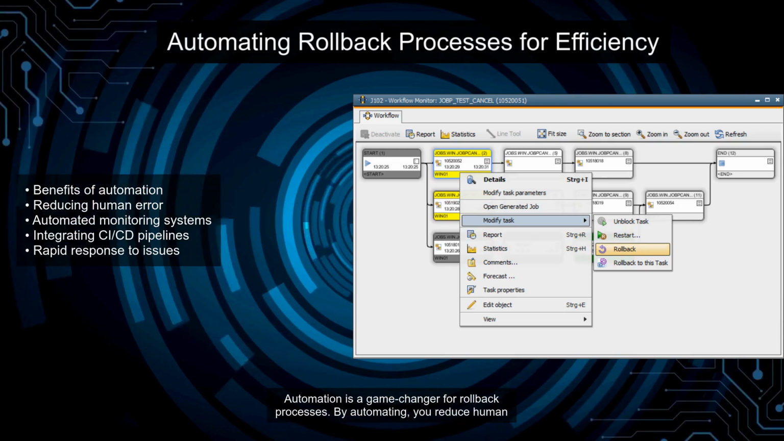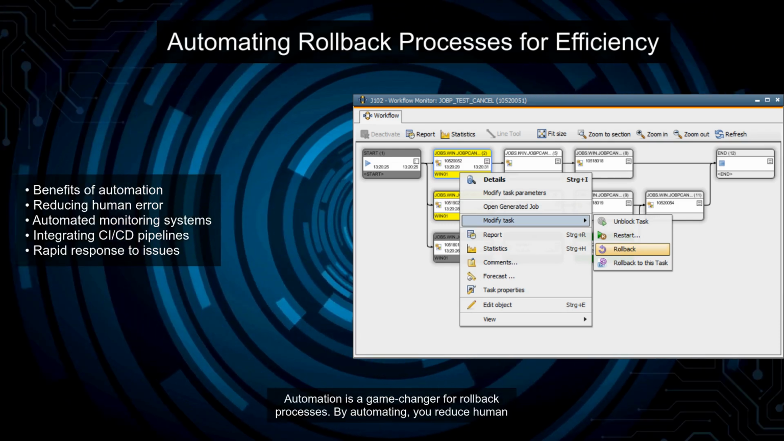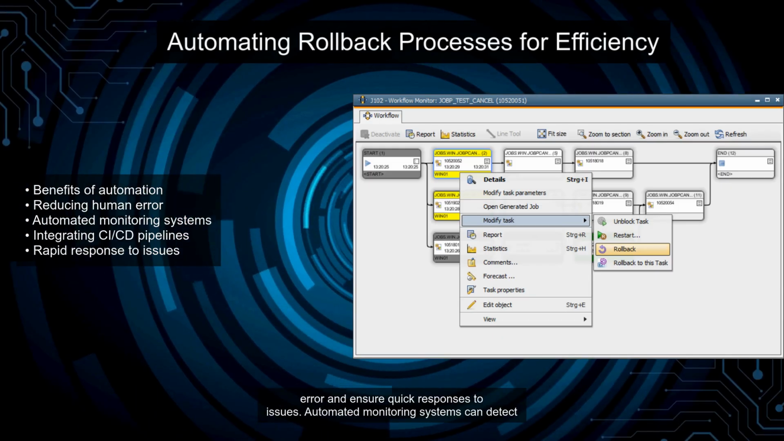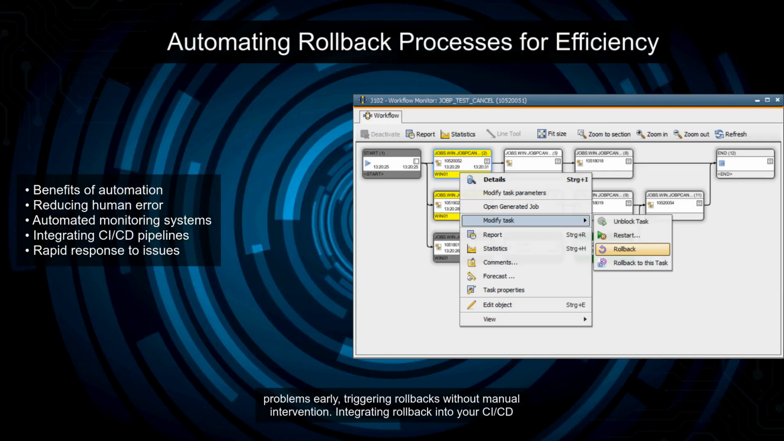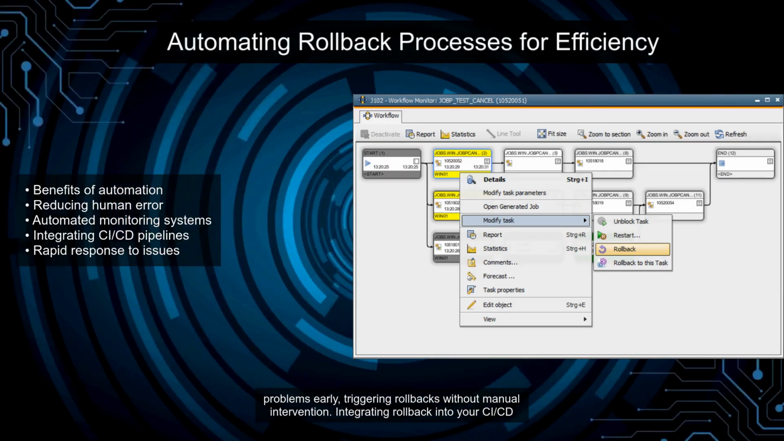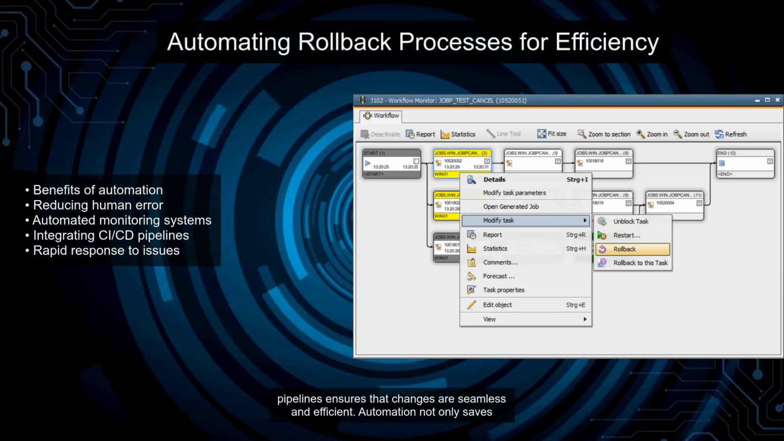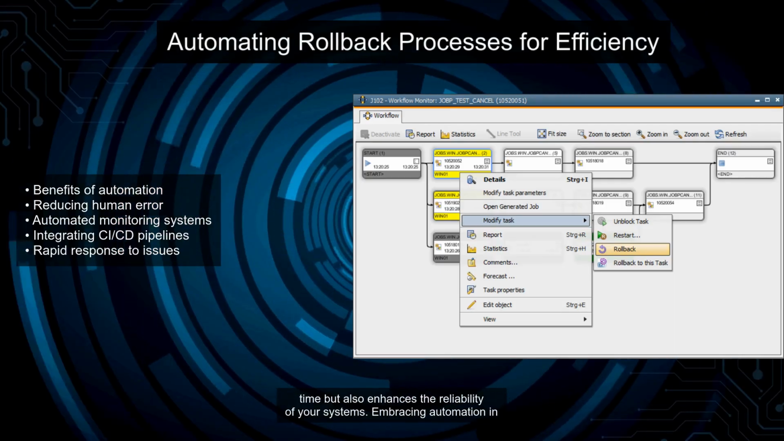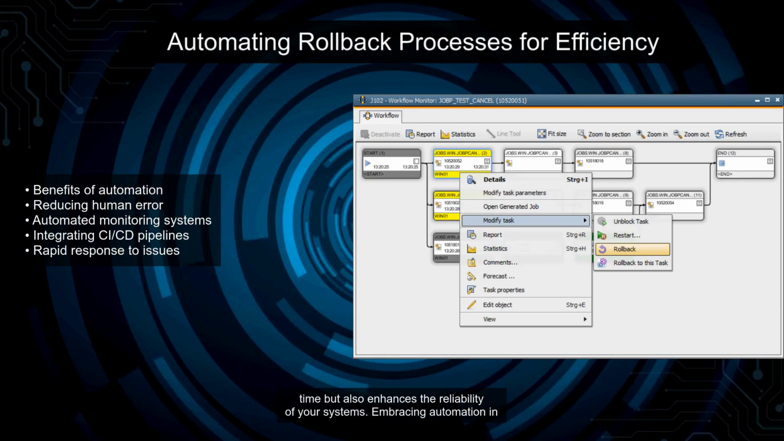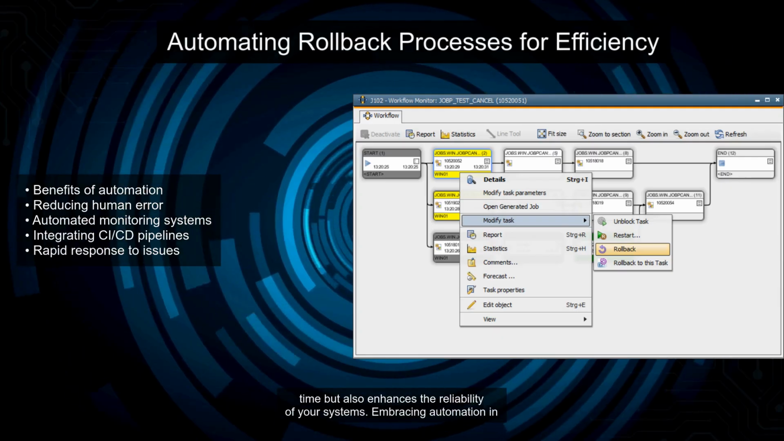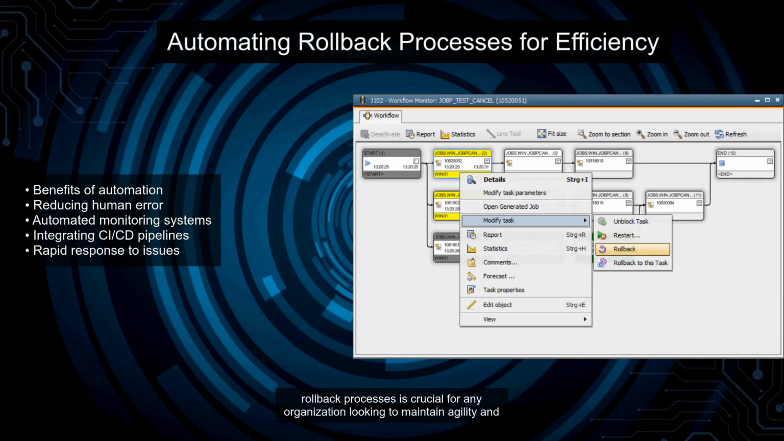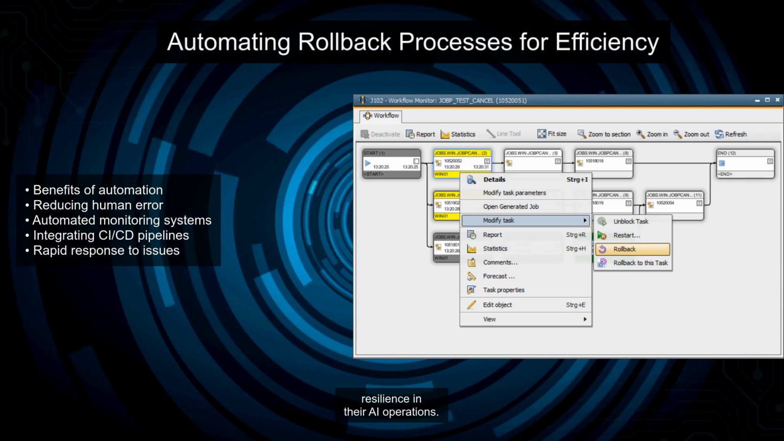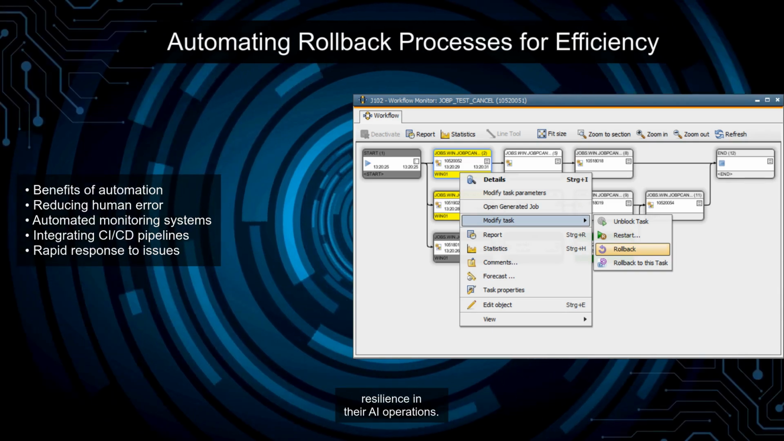Automation is a game changer for rollback processes. By automating, you reduce human error and ensure quick responses to issues. Automated monitoring systems can detect problems early, triggering rollbacks without manual intervention. Integrating rollback into your CI/CD pipelines ensures that changes are seamless and efficient. Automation not only saves time but also enhances the reliability of your systems. Embracing automation in rollback processes is crucial for any organization looking to maintain agility and resilience in their AI operations.